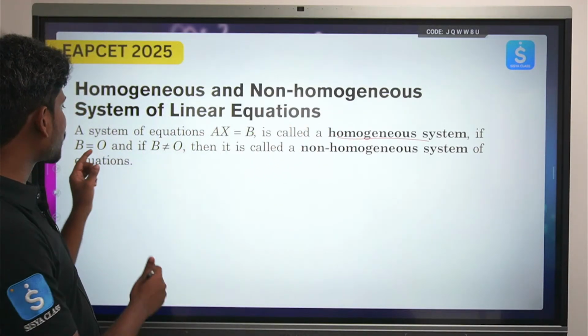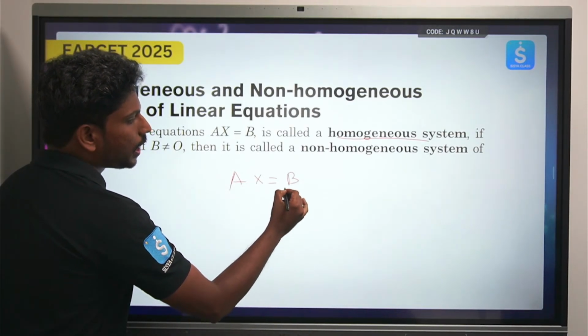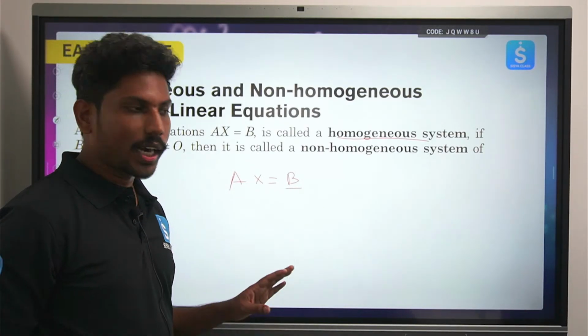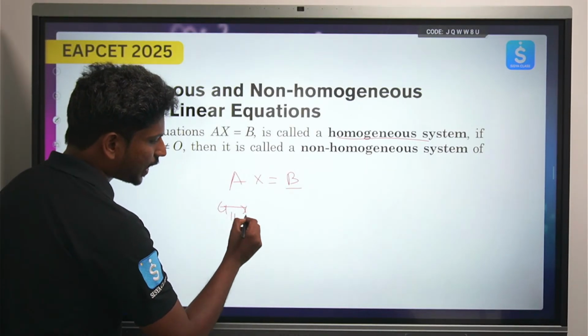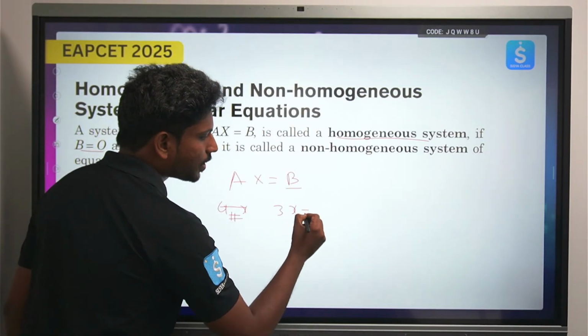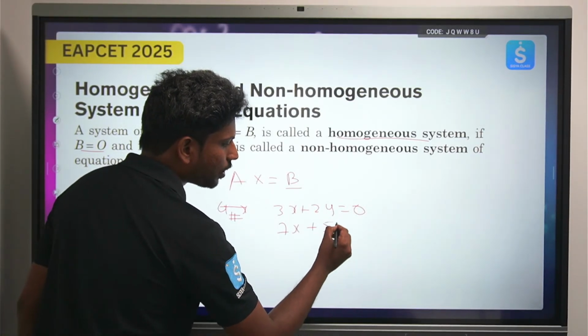Homogeneous system of equations means, if I have taken a system of equations in such a way that all the constants are equal to 0. Constants equal to 0 means I have a11x. Okay, I'll just take a simple equation. Okay, 3x plus 2y equals 0, 7x plus 5y equals 0.